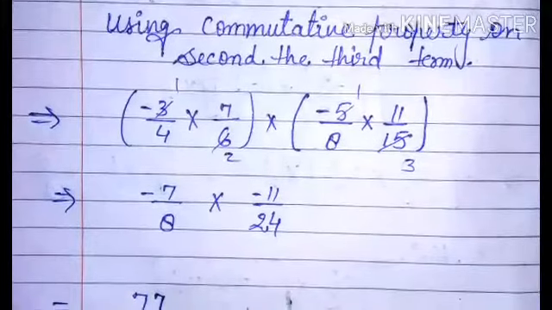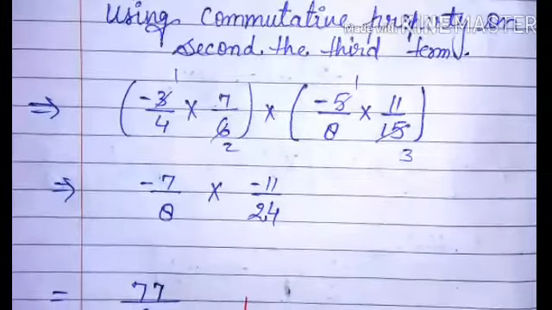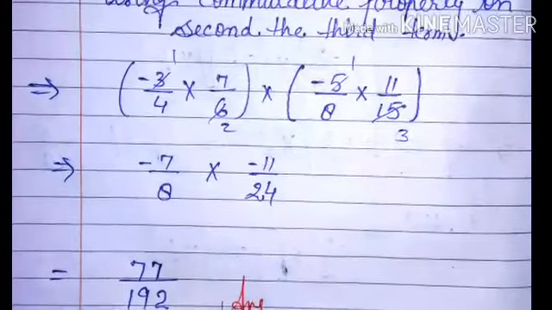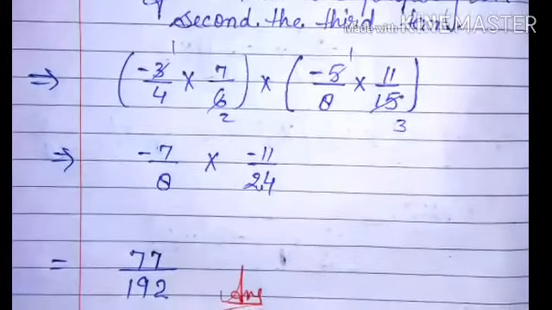So finally by dividing each other we get minus 7 upon 8 and minus 11 upon 24 and then we get 77 upon 192. That is the answer.